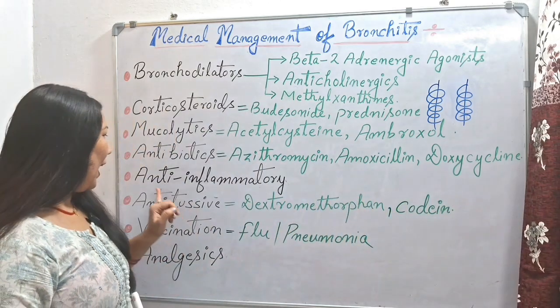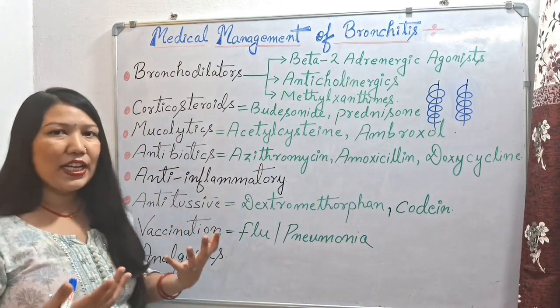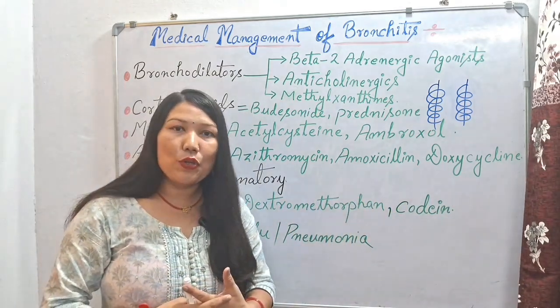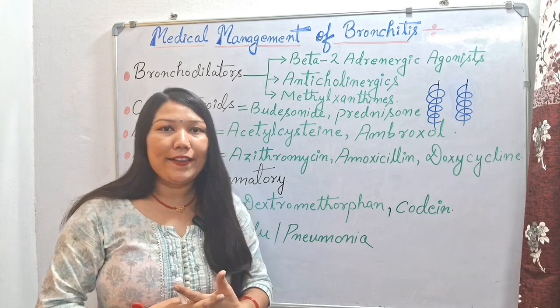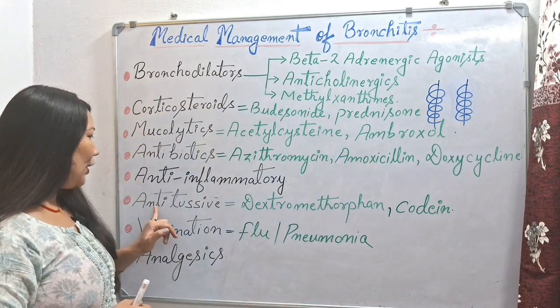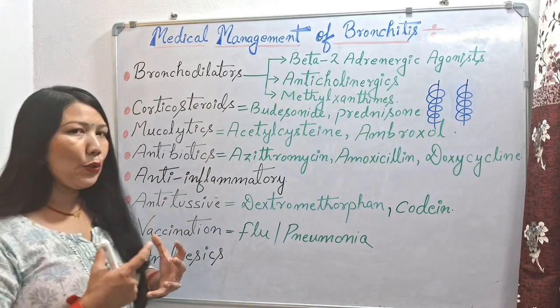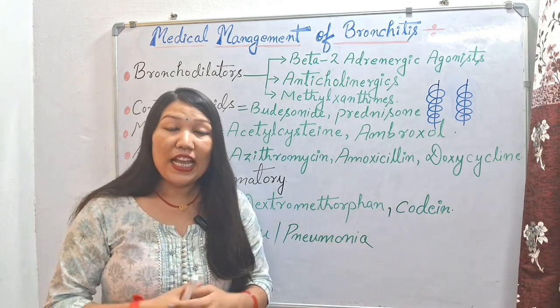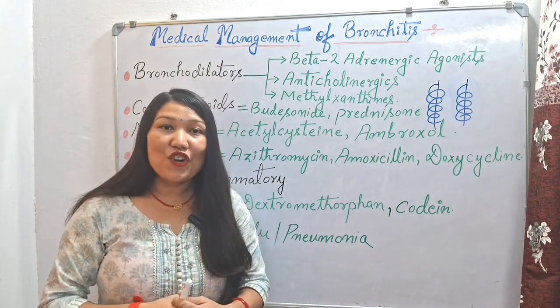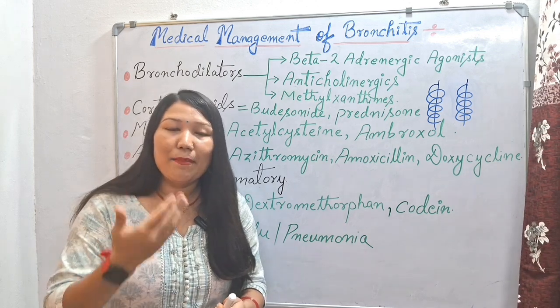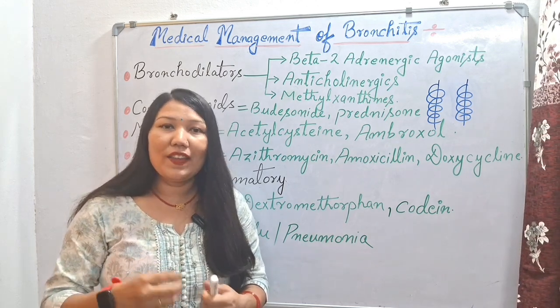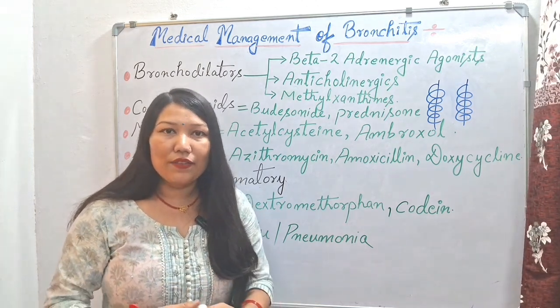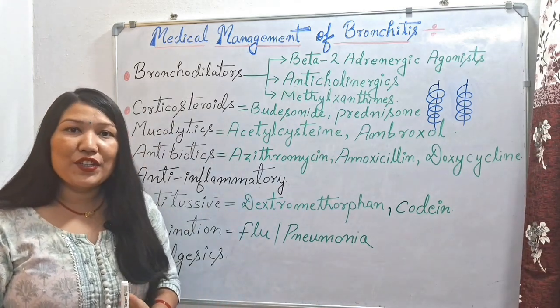Next we have anti-inflammatory drugs, and again anti-inflammatory will decrease the inflammation, swelling and redness in the bronchi and in the bronchioles. Next we have antitussive drugs. These antitussive drugs will suppress the cough reflex in the patient. If the patient is getting a dry cough or is irritated by the dry cough in the night or in the daily activity of life, then we will give the cough suppressant medicine.